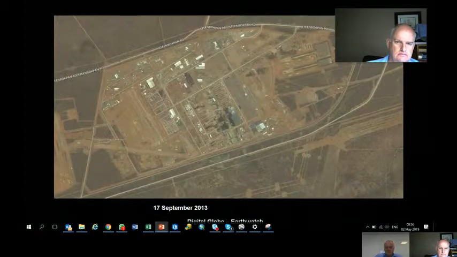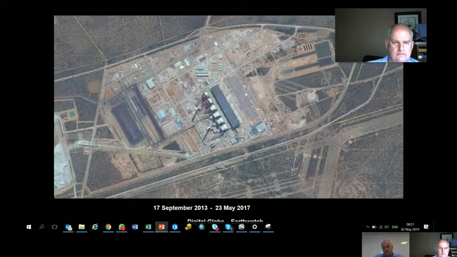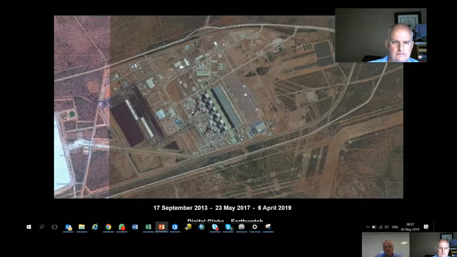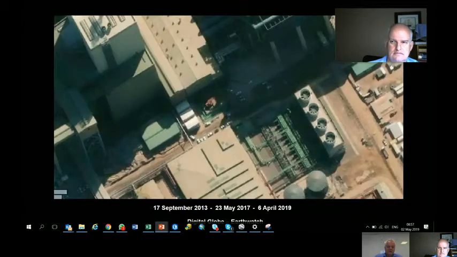Now, this is the Medupi power station in the north of South Africa, in Limpopo, near Lephalale, and that's what it looked like in 2013. This is more recent imagery in May 2017, and then finally that was an image from the 6th of April 2019, and you can see there's been a lot of progression in the building of the power station. To illustrate the type of quality that one can get, we are able to see that type of detail down at a 30 centimeter resolution. This is taken from space.